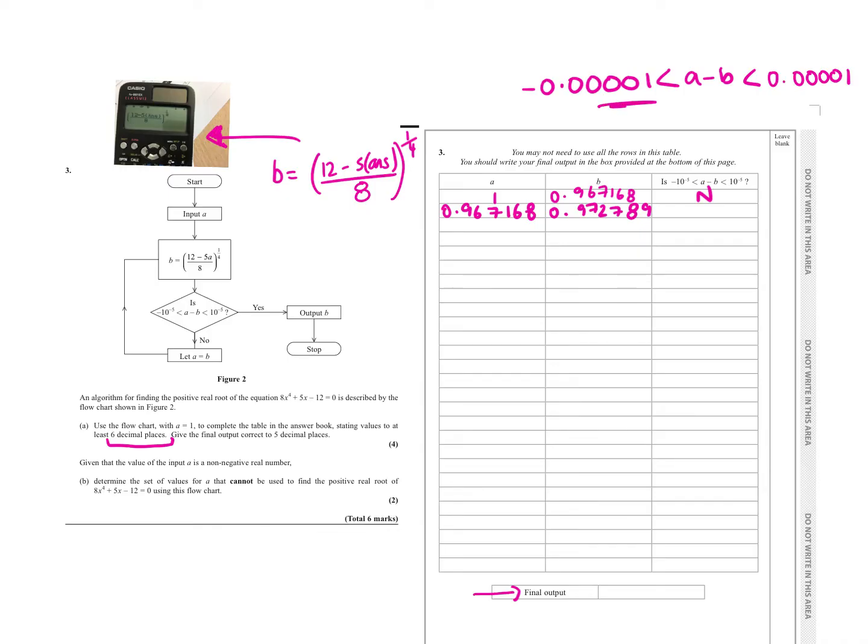Guys, do you understand how I'm doing this in my head? What's 967 take away 972? I'm going to get 0.0045, roughly, aren't I? Or 4 something. Okay? So this is no. Oh, my golly. So then, what does it say? Let A equal B. So I'm going to write this down, 0.972789. And then guess what I'm going to do on my calculator? I'm going to press equals again, and it's going to pop out the next answer.